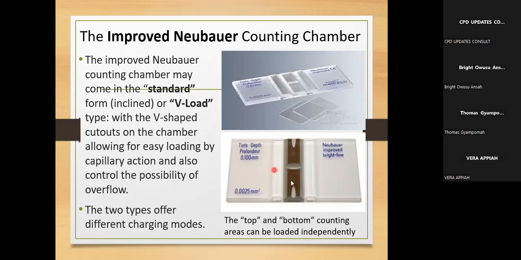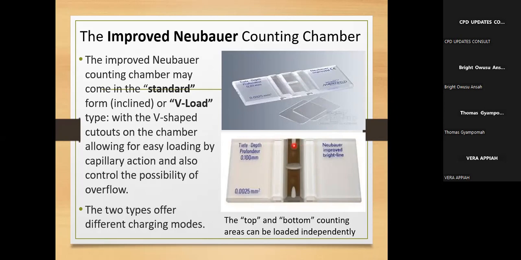Over here, you are still going to apply your cover slip, all right, but there is a convenient place for you here. So you just drop your sample here, and it also goes in. So this is just for convenience sake. I hope that you are getting me. The new versions that are coming in are all the V-load type. The V-load is the same thing, except that they are making it convenient for charging, so that you don't have to struggle to position the capillary tube or the pipette in a manner that, sometimes before, the specimen would just be released onto the cover slip and nothing is moving down. But with the V-load, it's just for convenience sake. I hope that point is clear.